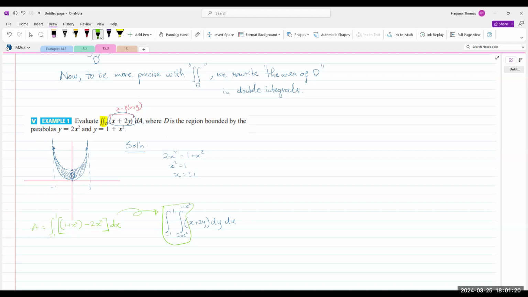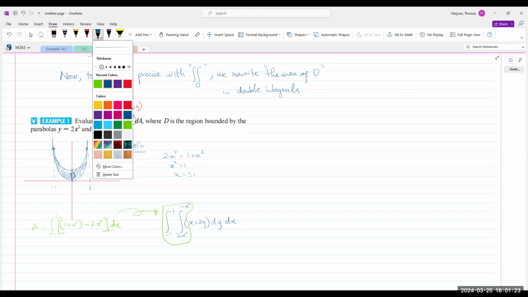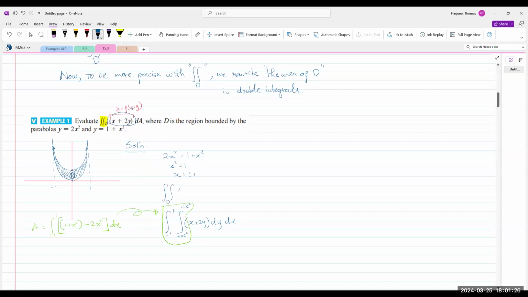So the double integral that we need to compute in this example is the double integral over D of x plus 2y dy dx. How do we find that D? Imagine if you try to find the area using a single integral, it will be something minus something. Now that something minus something, you break it into integrals. Maybe I mark it this way. This guy here becomes this guy.